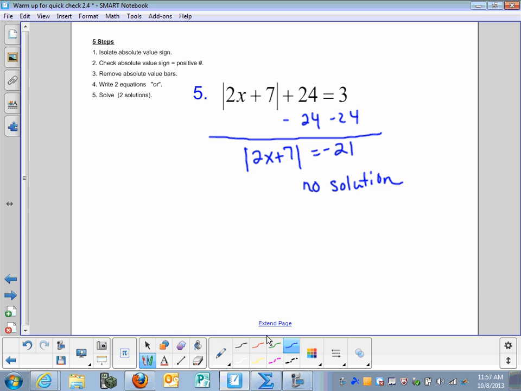So keep in mind, when you're solving absolute value equations, you're going to end up with two solutions or no solution.